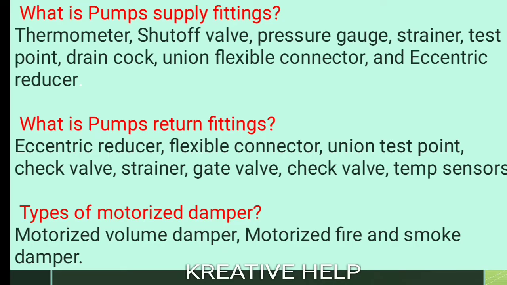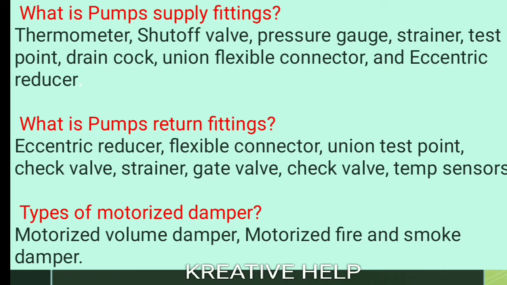And this is another question. Basically, more people are asking what the pump supply fitting is. So a number of things are needed in the pump; what is the pump supply fitting? This question is asked very often: what is the pump supply fitting, what is the pump return fitting, and the types of motorized damper. If you have seen my 4-video series, you will definitely get the job. Nobody asks more than this. This is all about the final HVAC question.